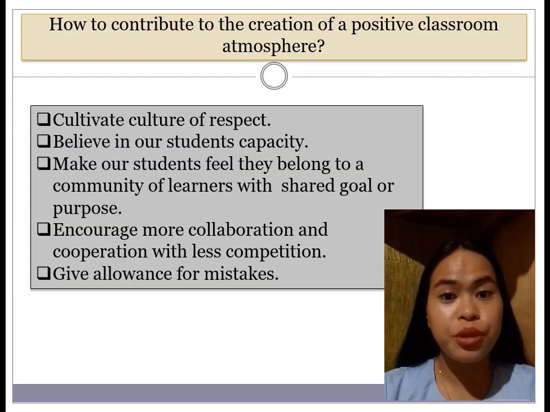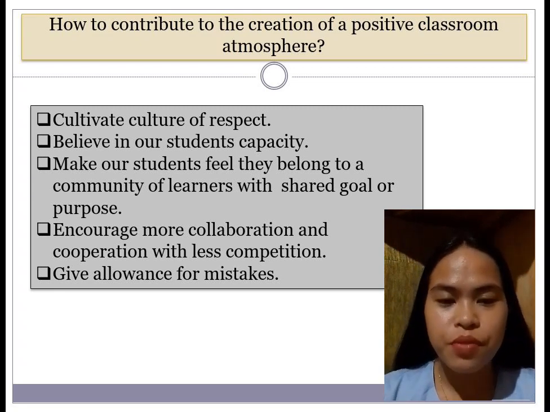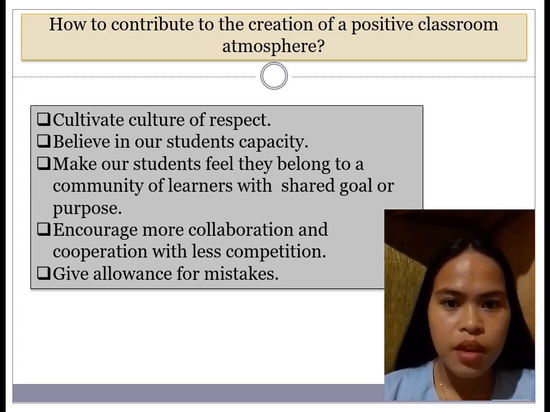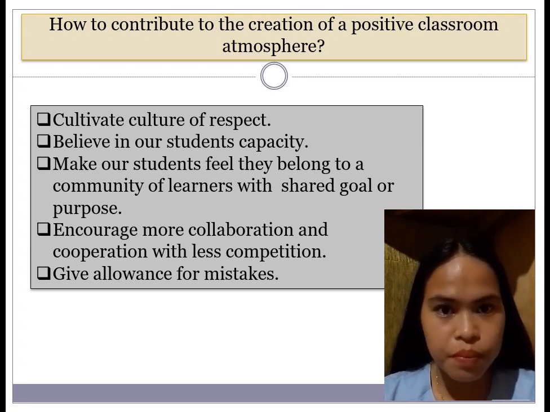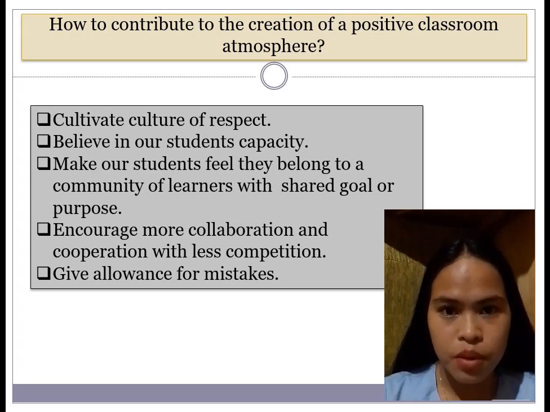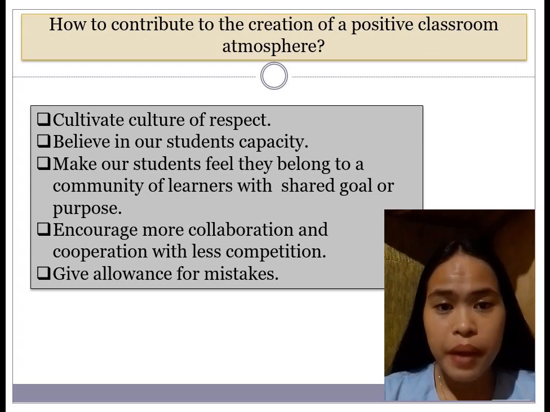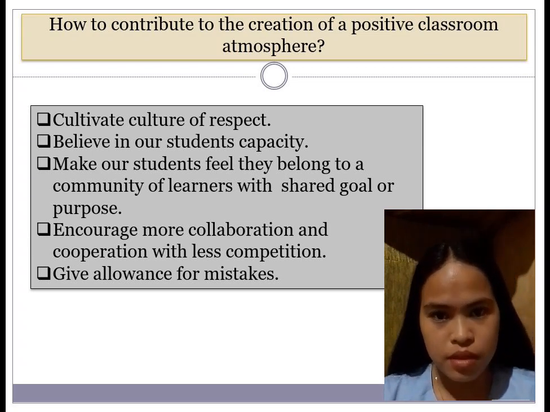Now, how do we contribute to the creation of a positive classroom atmosphere? The first step is to cultivate a culture of respect in our schools. To respect is to give every learner, every teacher, every colleague the benefit of the doubt. To respect a student or a colleague means to be convinced of his or her basic goodness, and therefore you have to trust him or her. To respect is to believe in every person's worth and in every person's capacity.